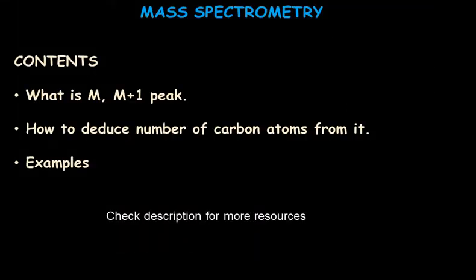In our earlier video of mass spectrometry, we had studied how mass spectrum and mass spectrometry is used to analyze or deduce an organic compound, how a mass spectroscope works, and we can also analyze the organic compounds along with the isotopes with some examples of the organic compounds. In this video, we will study what is M and M+1 peak in mass spectrum, and how to deduce the number of carbon atoms present in an organic compound with the help of it, with some examples.